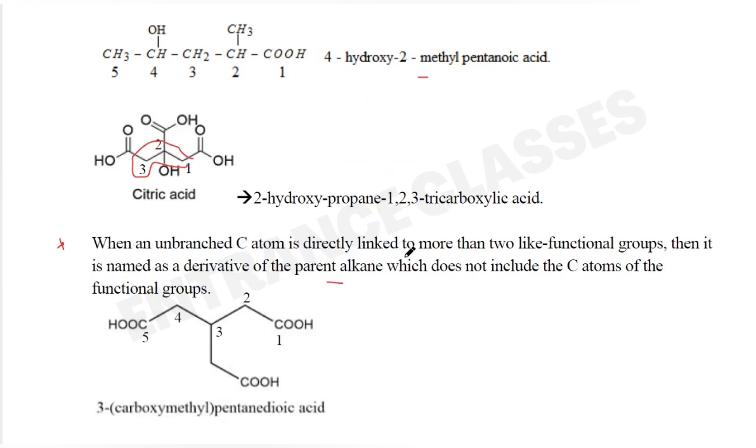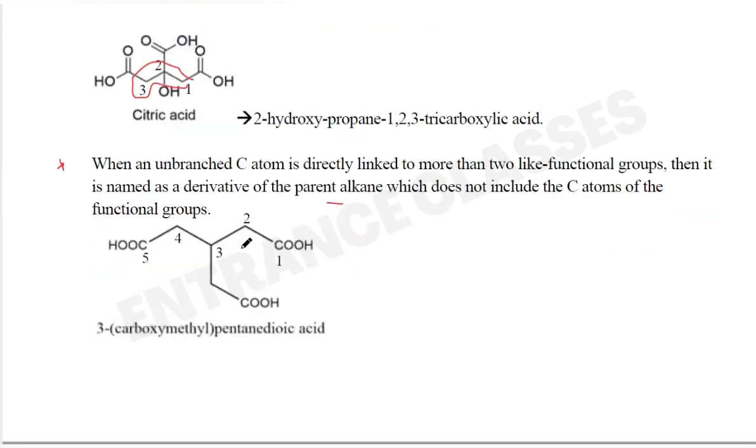Unbranched carbon atom is directly linked with more than 2 functional groups, then it is unbranched. There is no branching. These 3 carbon, same functional group, but more than 2. That's why it is the derivative of the parent alkane, the derivative of propane. But here, it is said to be 1, 2, 3, 4, 5.